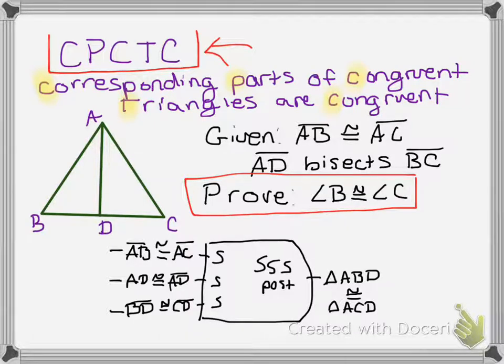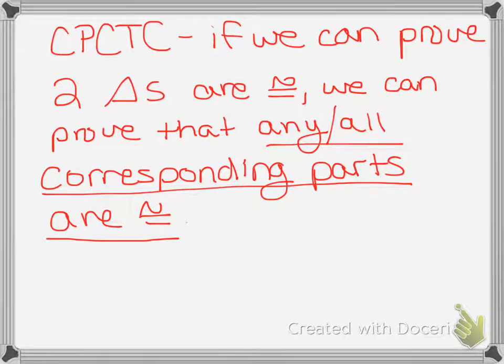Corresponding parts of congruent triangles are congruent. Well, that kind of makes sense. If we've got two corresponding triangles and we know they're congruent, then obviously all of the corresponding parts are congruent. So that's basically what CPCTC is used for. If we can prove that two triangles are congruent, then we can very easily prove that any or all corresponding parts are congruent. So this is an important piece of information. I'm going to be showing you in this video how to use CPCTC.